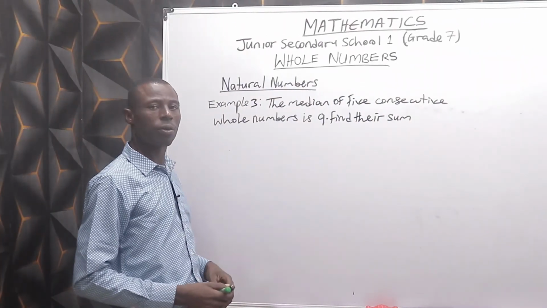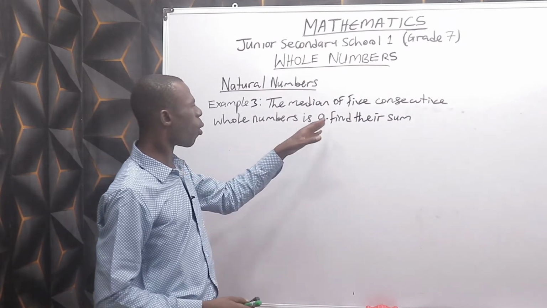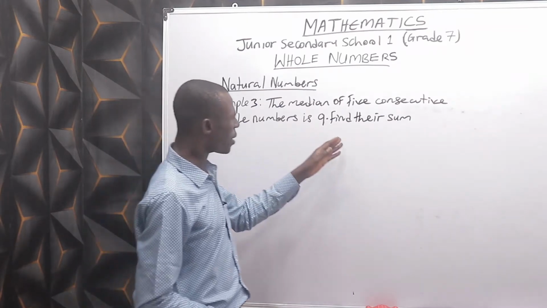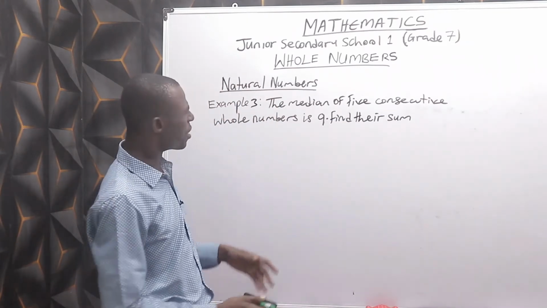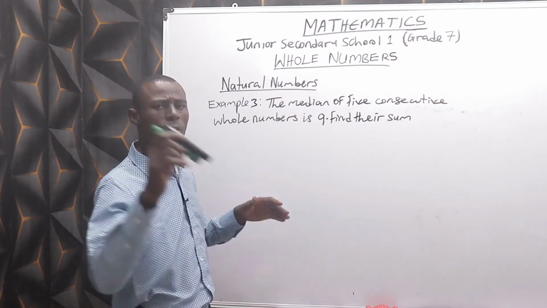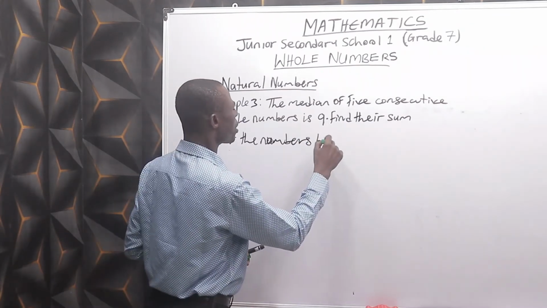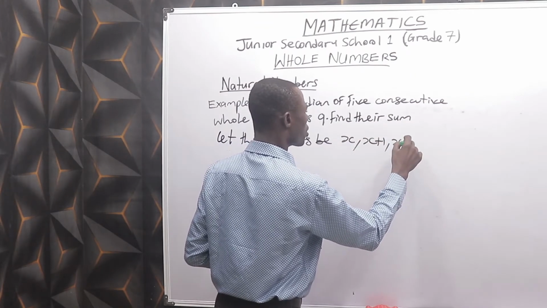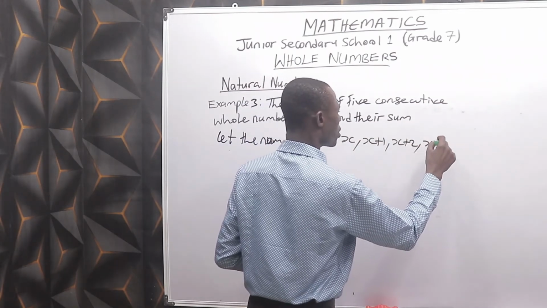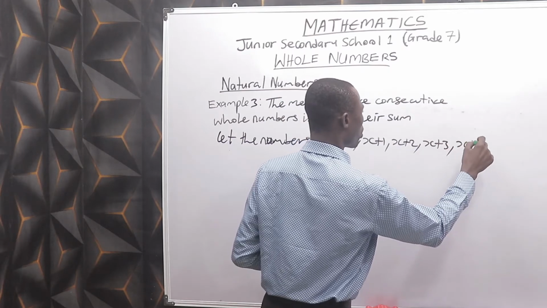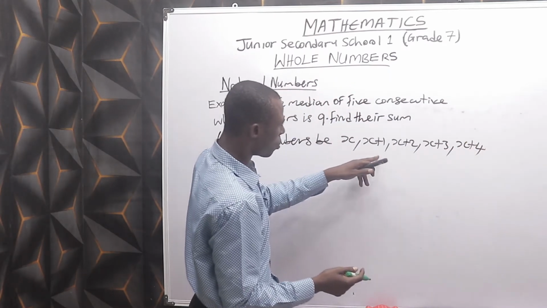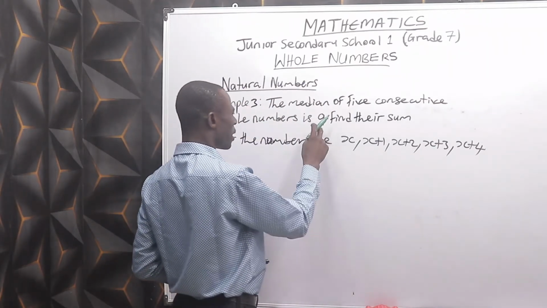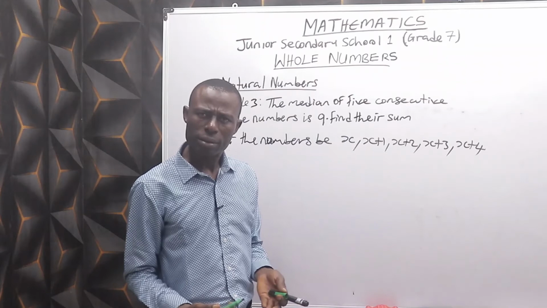Let's consider this example 3. The median of 5 consecutive whole numbers is 9. Find their sum, as in the sum of the 5 of them. Let the numbers be x, x plus 1, x plus 2, x plus 3, x plus 4. You know they are 5: 1, 2, 3, 4, 5. Their median is 9. What is a median?